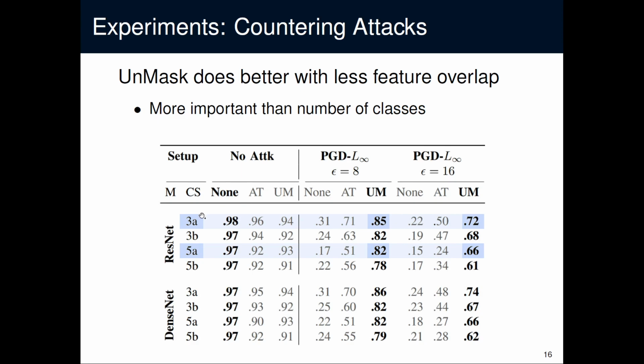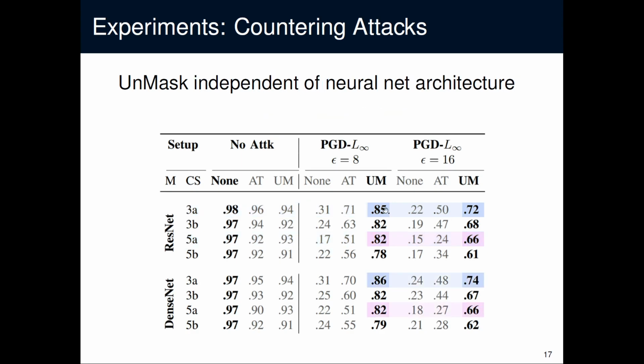By comparing the CS3A and the CS5A, the blue lines here, we can see that essentially Unmasked performs better when there's lower feature overlap. And this is, as expected, because the distinct features help distinguish the images better. A second interesting finding here is that Unmasked is independent of neural network architecture. We can see here comparing the CS3A of the ResNet and the DenseNet, the blue to blue and the pink to the pink, that performance is very similar across models, which is to be expected.